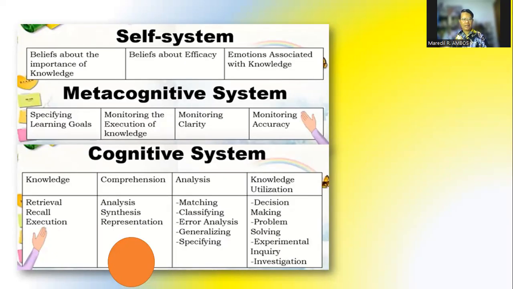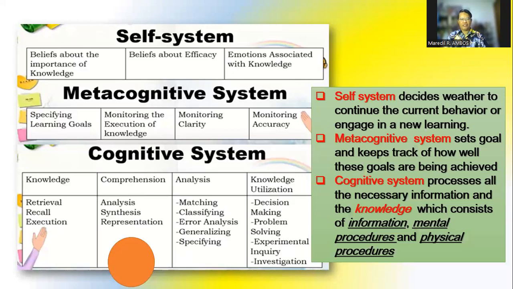In the analysis level, there is matching, classifying, error analysis, generalizing, and specifying. With knowledge utilization, it involves decision making, problem solving, experimental inquiry, and investigation. So the self system decides whether to continue the current behavior or engage in a new learning.